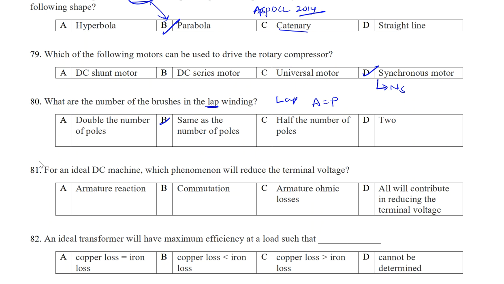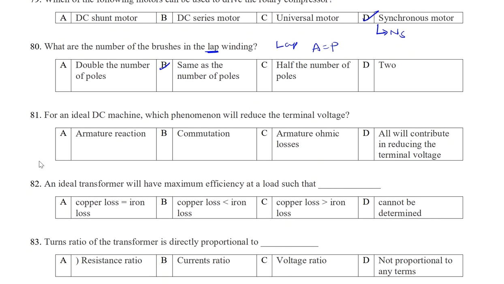Next one, 81st question here. For an ideal DC machine, which phenomenon will reduce the terminal voltage? The phenomenon is commutation here. Commutation is never ideal, so commutation is going to reduce the terminal voltage here.